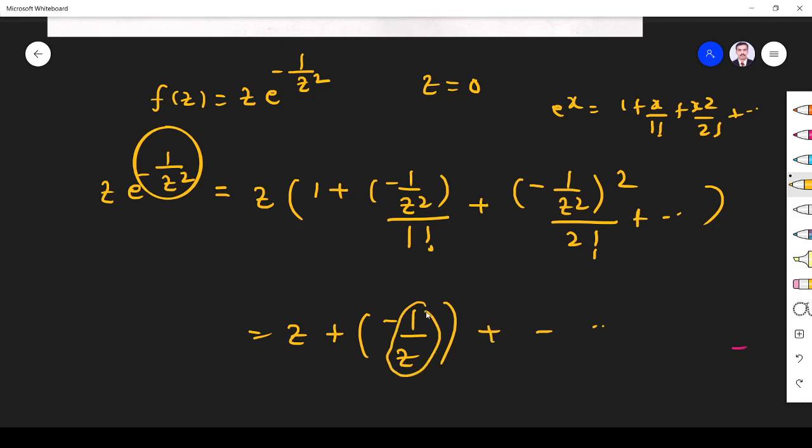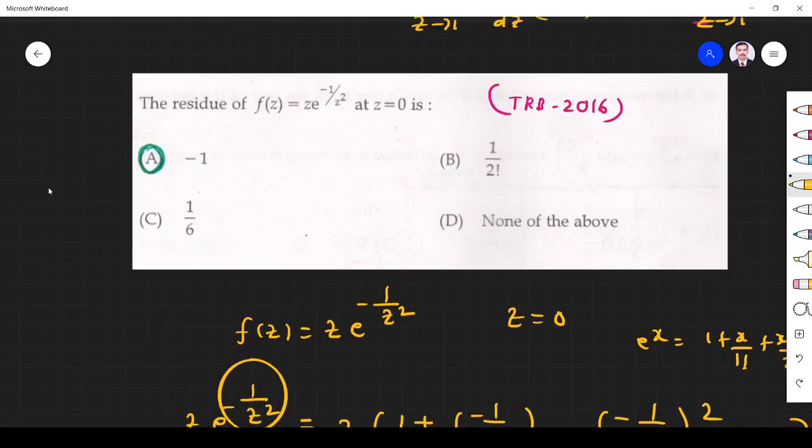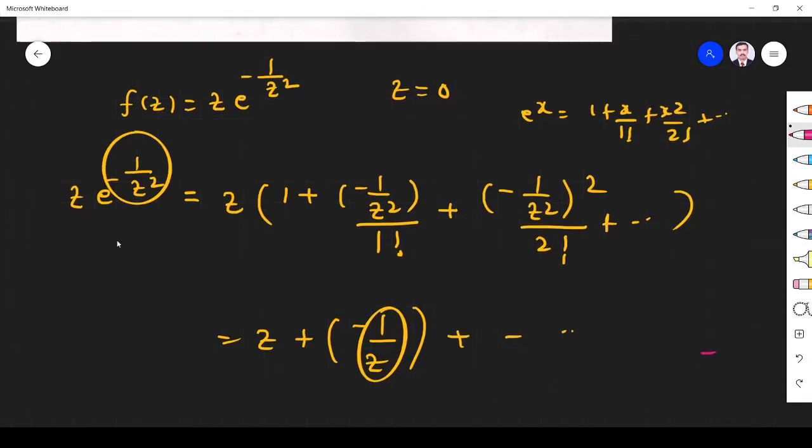What is the coefficient of 1 by z? Minus 1. So that is the residue. So the coefficient of 1 by z is minus 1. So the answer is minus 1, right? So option A is the right answer.